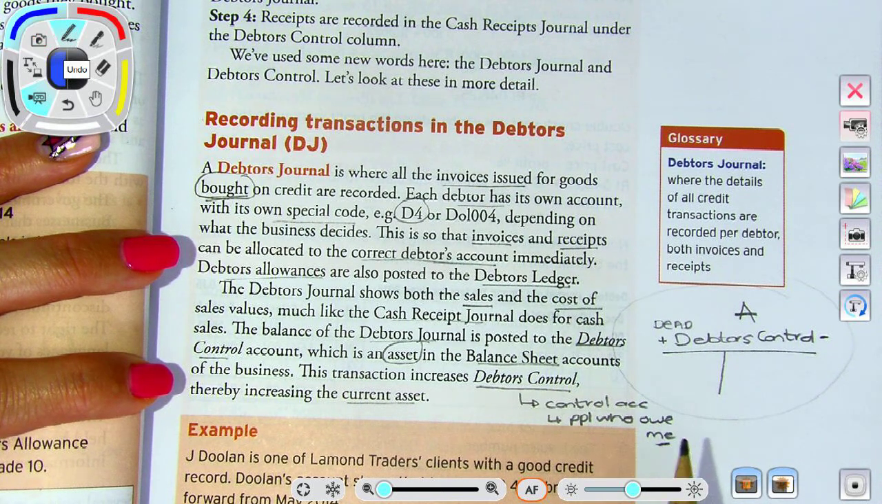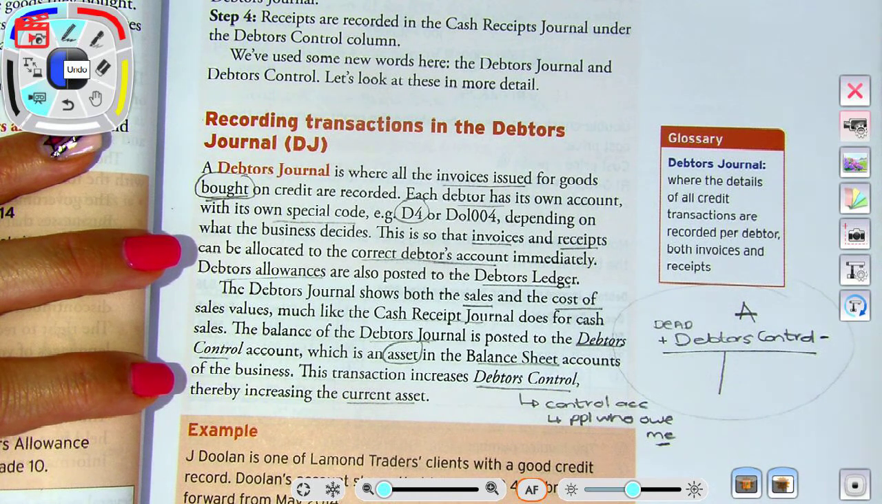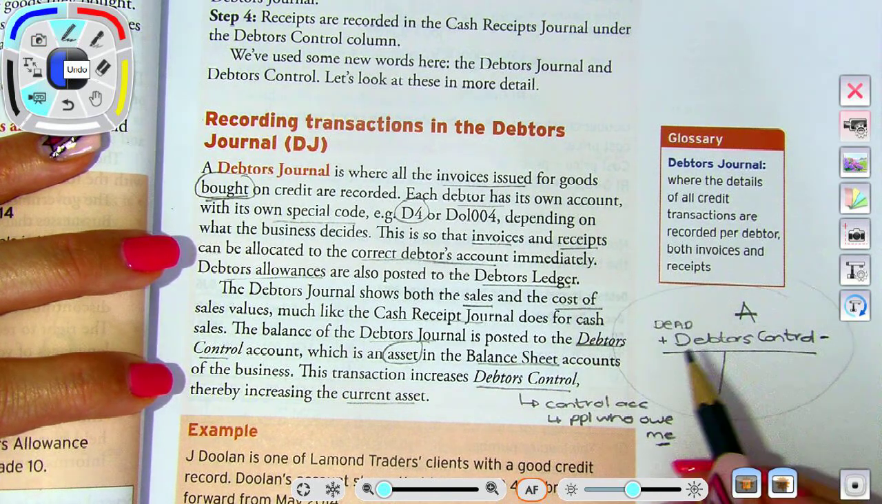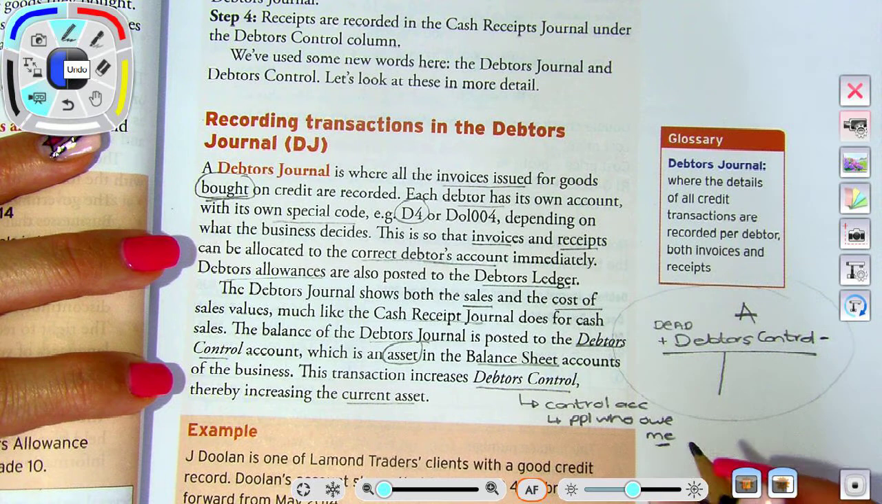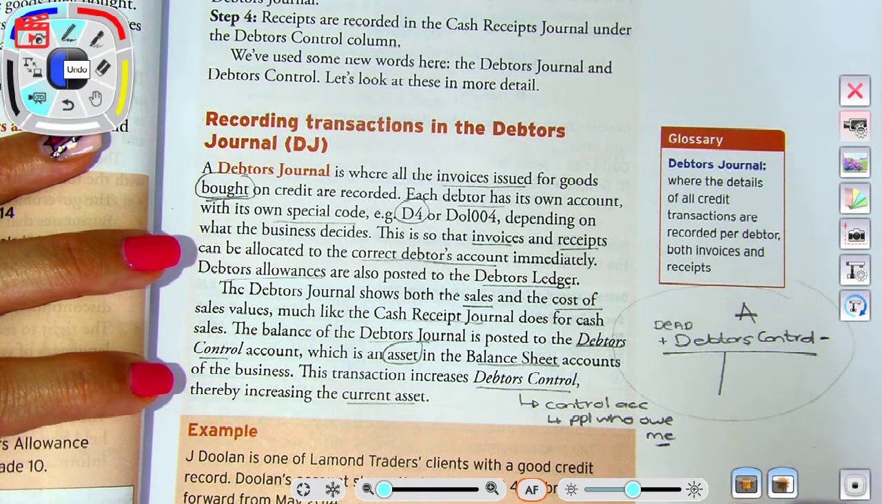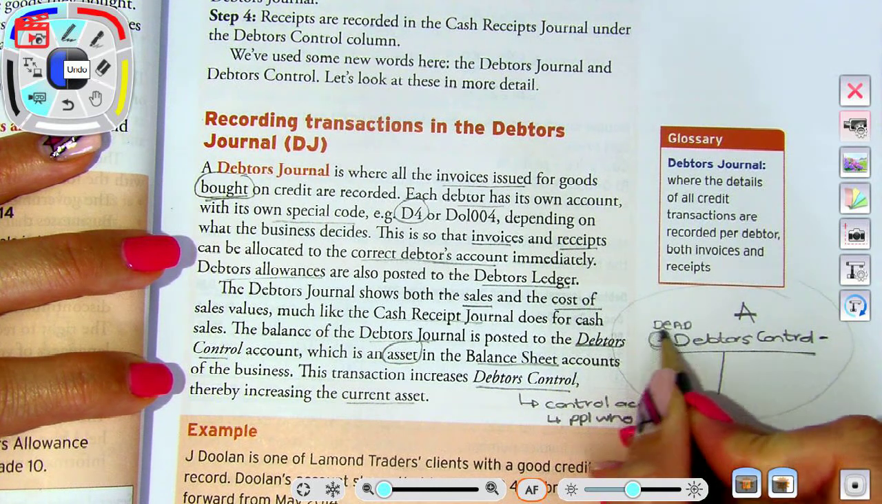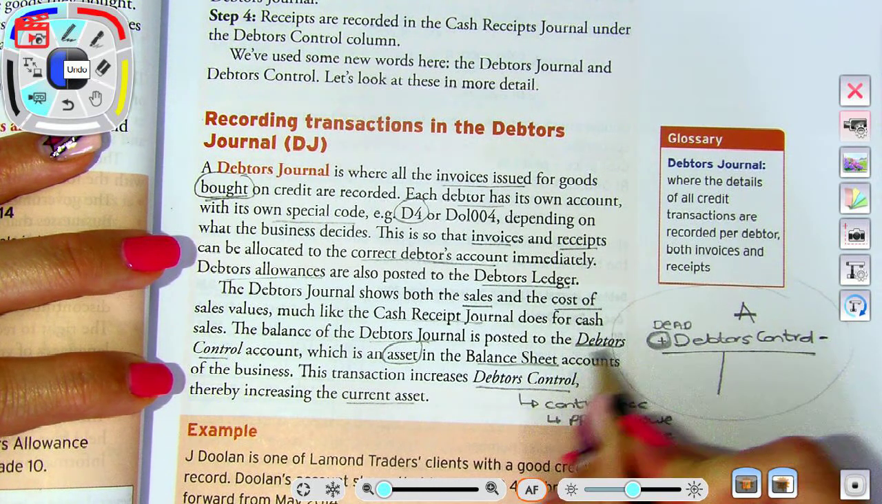Why would my debtors control be increasing? Remember, debtors control is a control account for people who owe me money. So why would that account be increasing? Because people owe me more money. Why would debtors owe me more money? Because they bought goods on credit, which means the business made more credit sales. So my debtors control increases when I sell goods on credit.